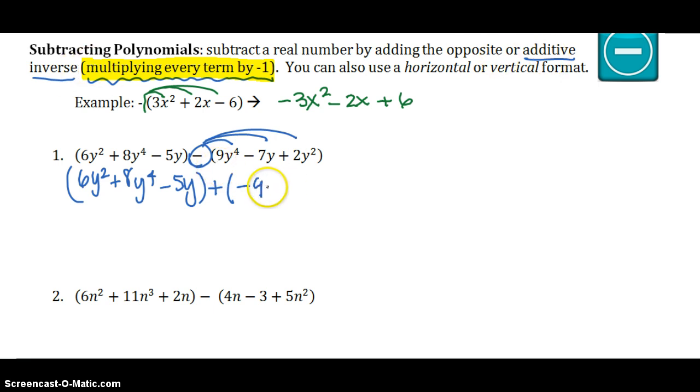So here we go. -9y to the fourth. Negative times negative is +7y. Negative times positive is -2y squared. Now, this is exactly like the problems on the page before. We need to write it in standard form.